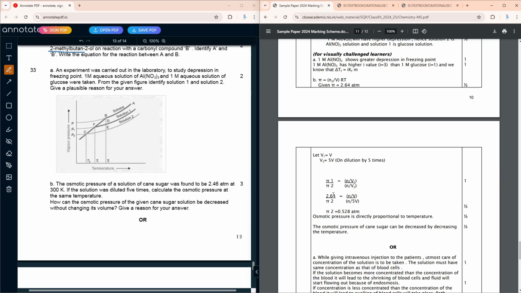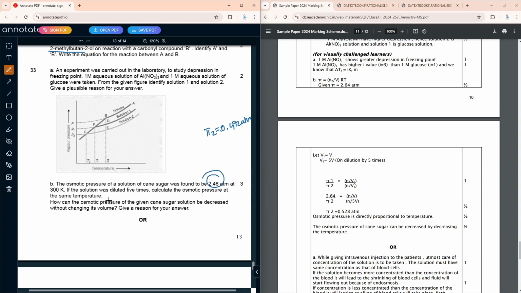Now notice these people, they've used 2.64 and not 2.46. So the question given to you is related to 2.46. So the final answer is going to be pi 2, that is the final osmotic pressure, is going to be equal to 0.492 atmosphere. This is the final answer. If you're using the value of 2.46 atmosphere, they've flipped and they've used 2.64.